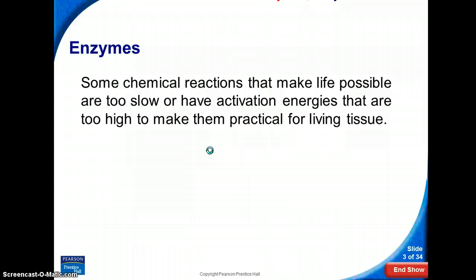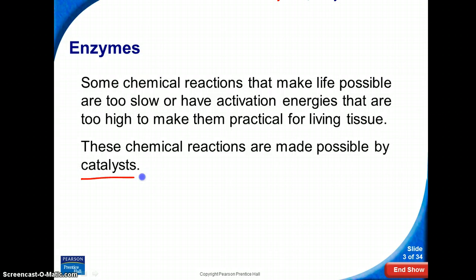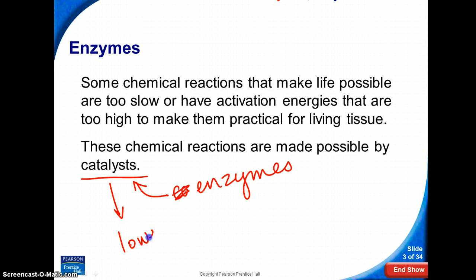So enzymes are able to speed things up. Reading what I have written here: some chemical reactions that make life possible are too slow, or have activation energies that are too high to make them practical for living tissue. Again, these enzymes are what we call catalysts, and what catalysts do is they lower the activation energy.